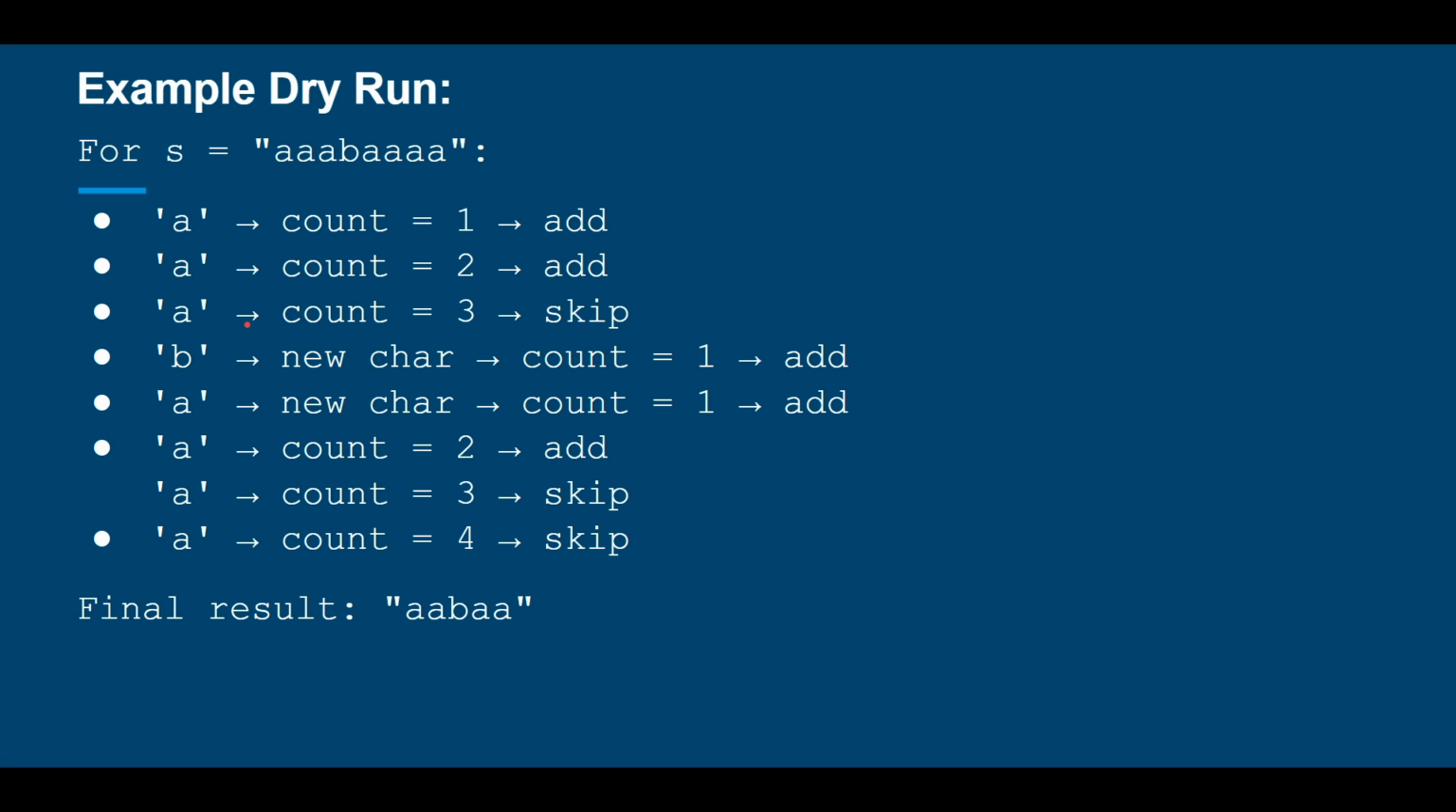So if we do a dry run, very first we saw count is 1, then count is 2, then count is coming 3, we'll skip it. Then we'll get the new character B, it's fine, count is 1 for the B. Then we'll check character A, because it's reset again, so count is 1. Then count is 2, right? Then we'll skip these 2 because count is already 2. We'll get the final result.